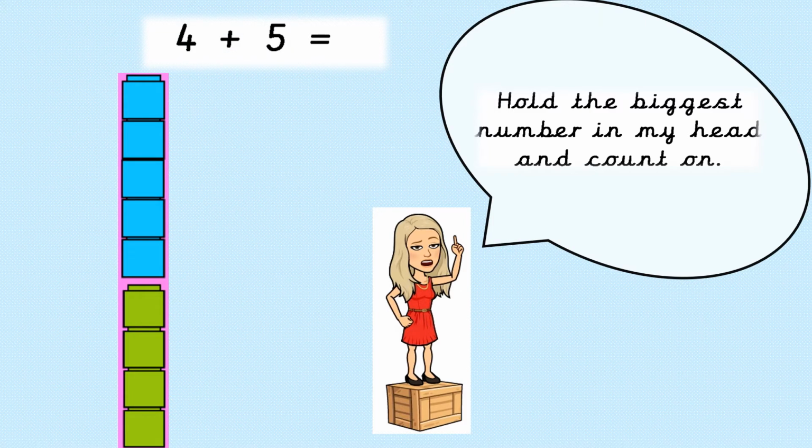4 add 5. Which is the biggest number? That's right, it's 5. So we can put 5 in our heads and we can put 4 on our fingers. 5, 6, 7, 8, 9. So 5 add 4 or 4 add 5 is 9.